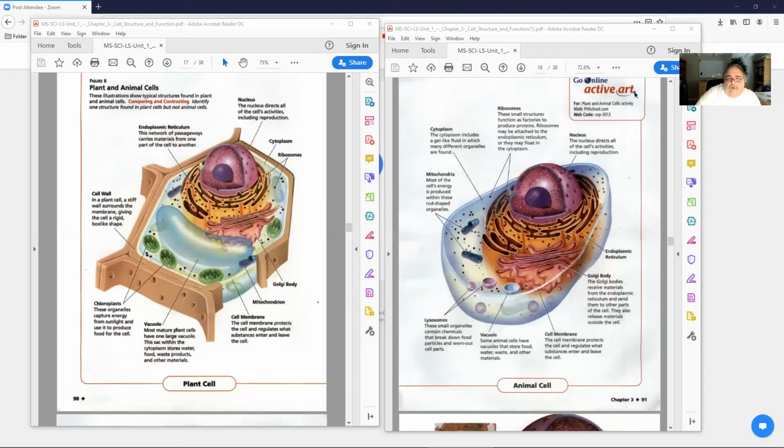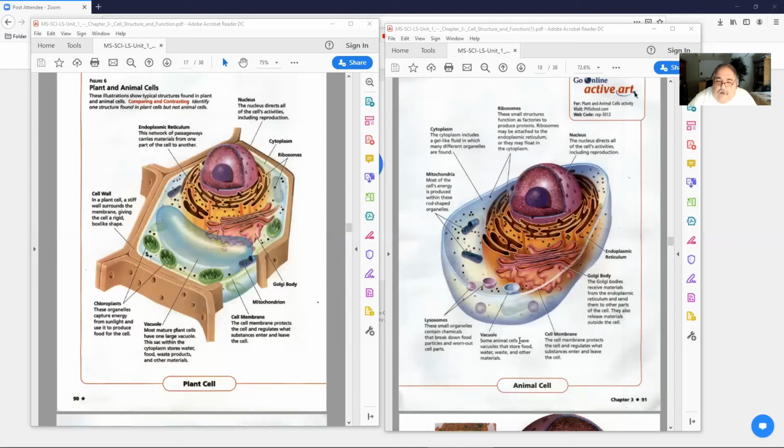Then we have the mitochondria. Most of the cell's energy is produced within these rod-shaped organelles. The Golgi body. The Golgi body receives materials from the endoplasmic reticulum and sends them to other parts of the cell. They also release materials outside the cell.